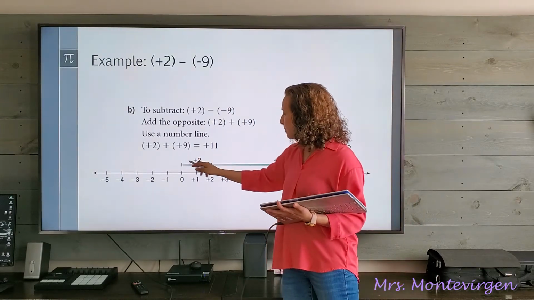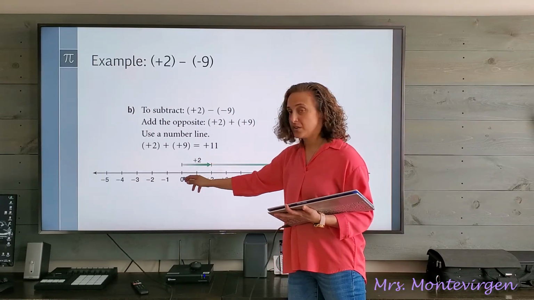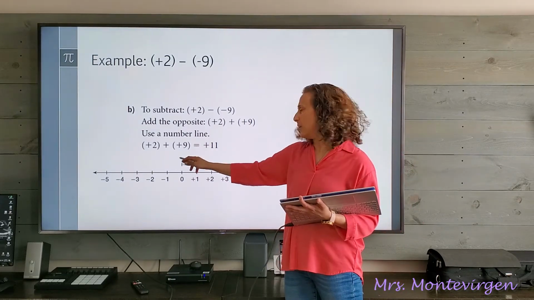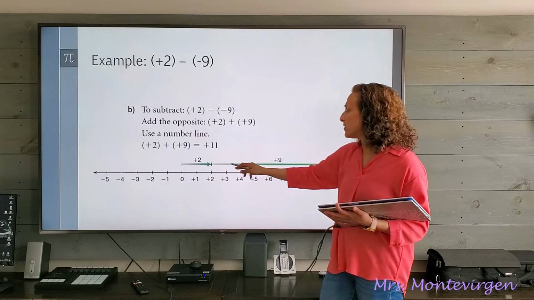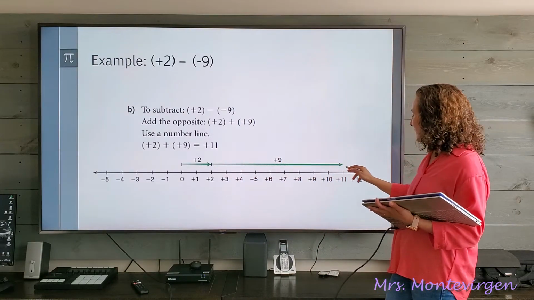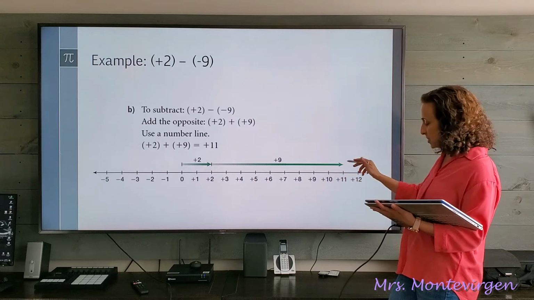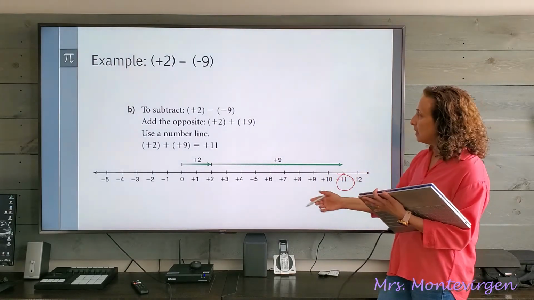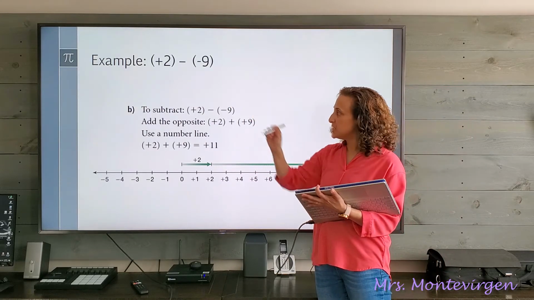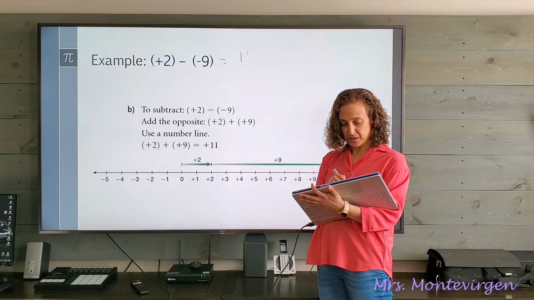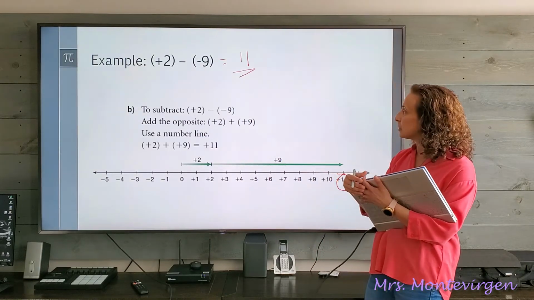So you demonstrate positive 2 first. Start at 0. Go all the way to positive 2. And then you show me the other number, which is a positive 9. We're going to add positive 9 to the number line. It'll take us all the way over to positive 11, and that is your answer. So positive 2 take away negative 9 equals positive 11, and there is your answer.